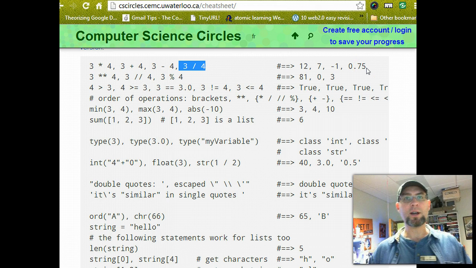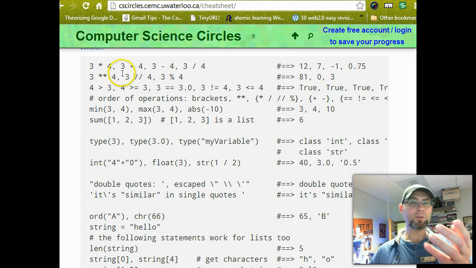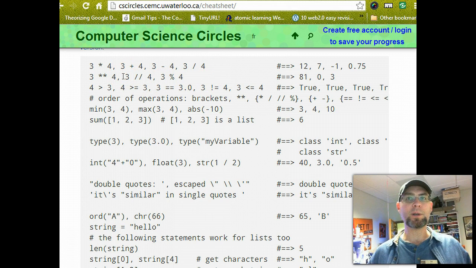Now any of you who have taken Java realize that it's not quite that simple. If you do 3 divided by 4 in Java, depending on how you declared your variables, you may not get exactly what you expect. So 3 divided by 4 may be different from 3 divided by 4.0. So these are the kind of things we want to experiment. So we're going to use this just as kind of the fuel for our experimentation.